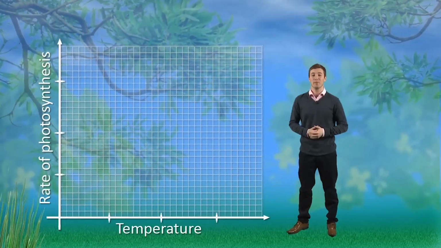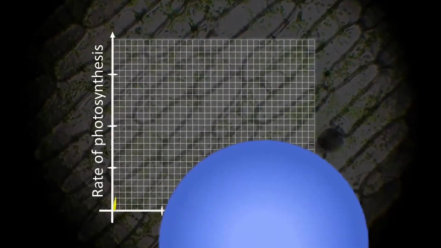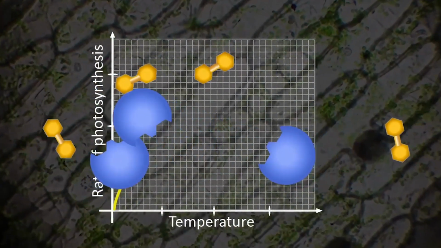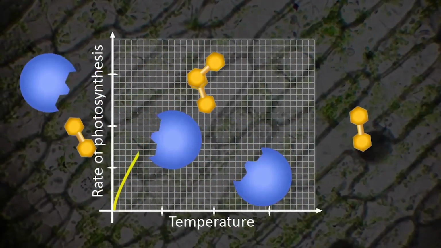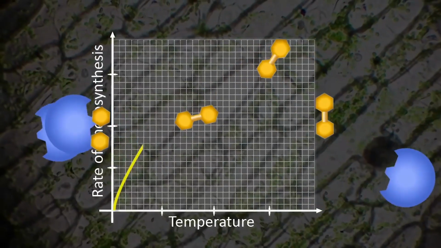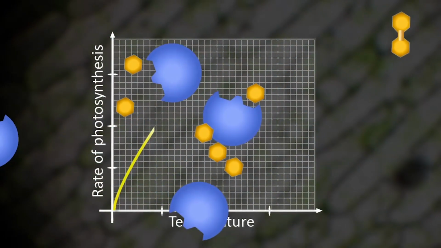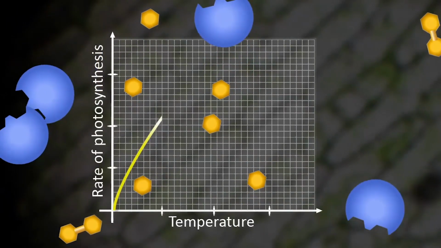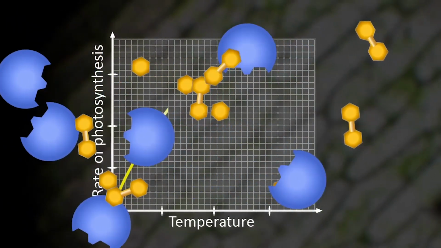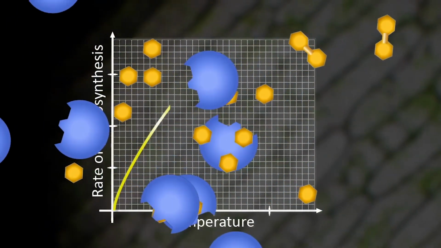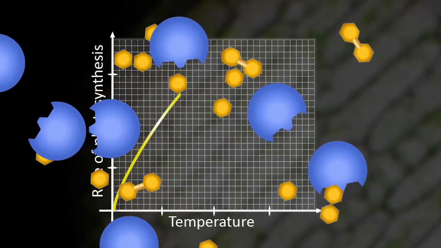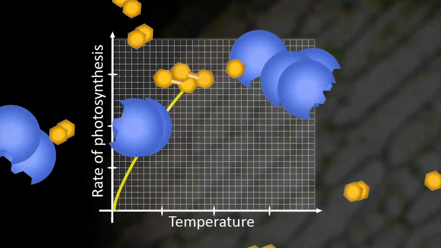So how did you do? At low temperature, photosynthesis is slow as molecules have less energy for movement. There are fewer successful collisions between the enzymes and their substrates. Raising or increasing the temperature makes molecules collide more frequently. This means reactions happen faster and photosynthesis speeds up.